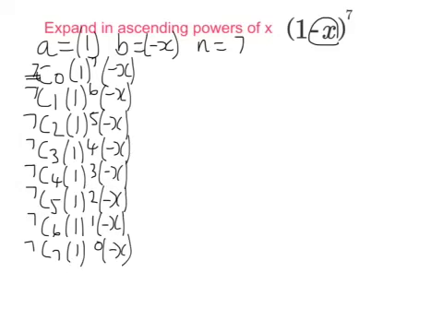Right, okay, the x's are starting with the 0 and they're going up: 3, 4, 5, 6, 7. Okay, here come all my little equal signs. Right, 7C0.